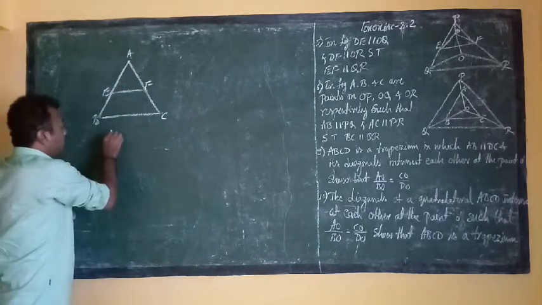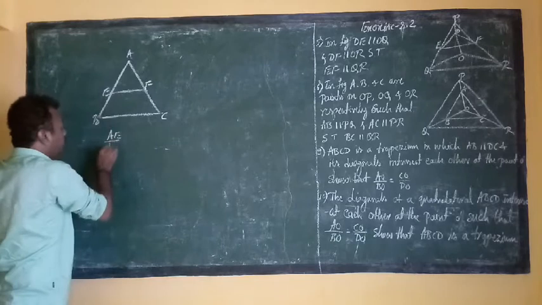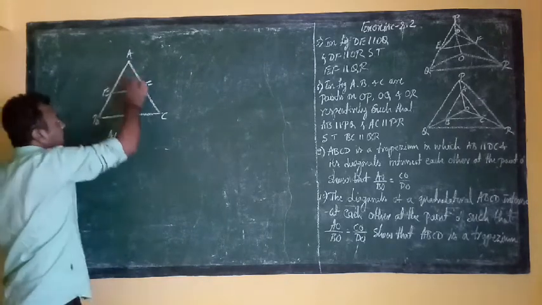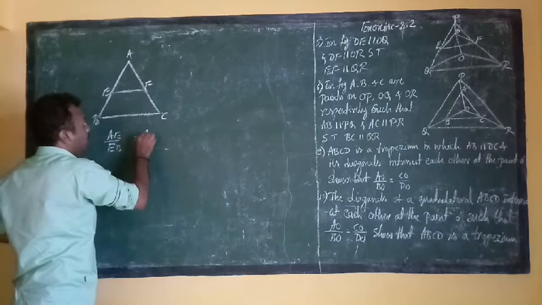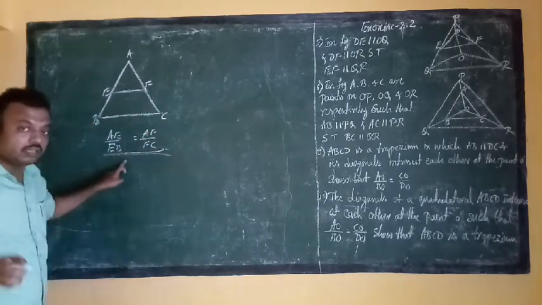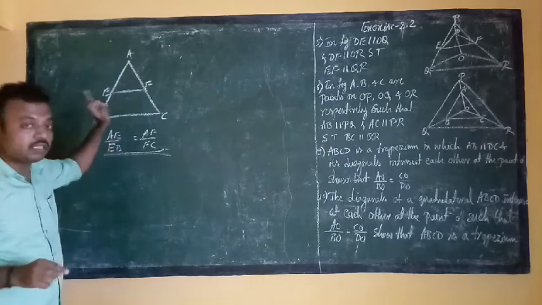That means AE by EB, correct? AE by EB equals AF by FC. So like this we proved it in the last classes. This is called Thales theorem.